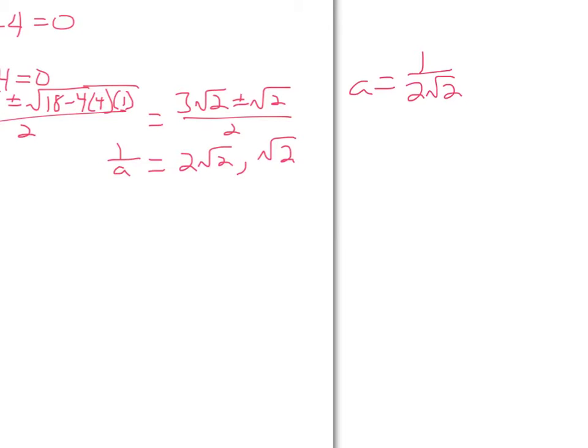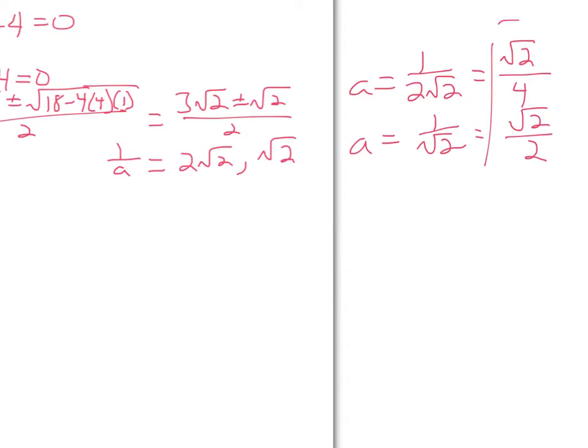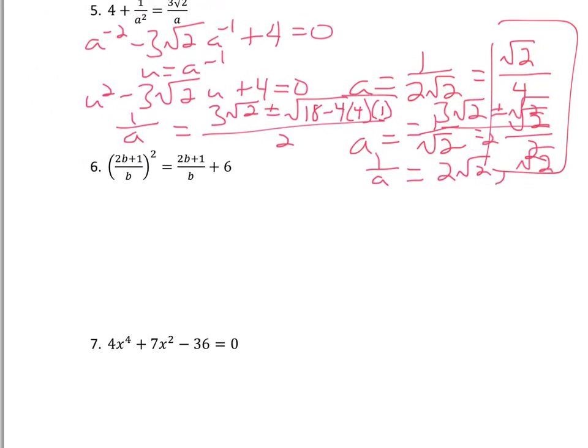Multiply root 2 over root 2, and we're going to get root 2 over 4. And the other one, a equals 1 over root 2, just becomes root 2 over 2. So those are our two answers for that one. Now, of course, we need to check our answers.